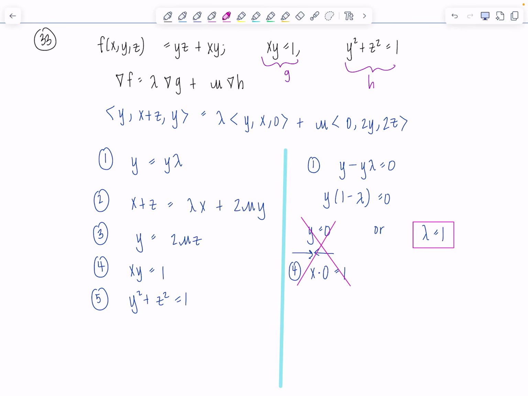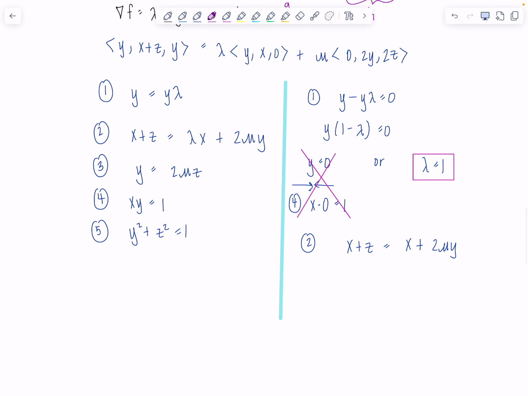Okay, so we're going to equation 2. Are we ready? Into equation 2, we've got lambda equals 1. So x plus z equals x plus 2 mu y. What can we do? We can cross out x on both sides, because even if it was 0, it would still cancel out. I'm not dividing, I'm just subtracting x from both sides. Perfect. So z equals 2 mu y.